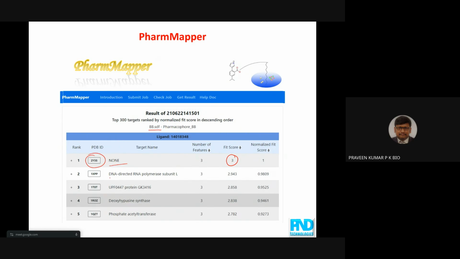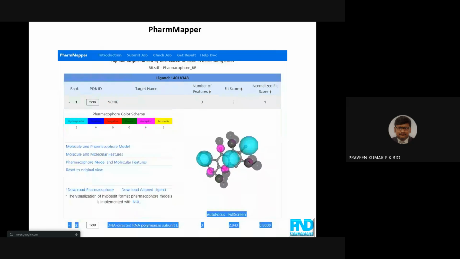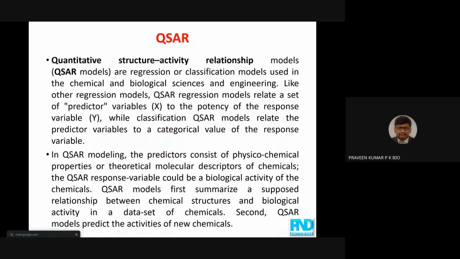But the second best protein is the DNA-directed RNA polymerase. That can be used to treat RNA viruses, so this shows an antiviral activity. Like this, we can check our ligand affinity over different receptors. So this is of course a part of the output of the PharmMapper.